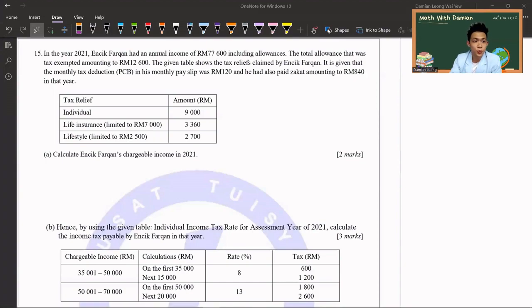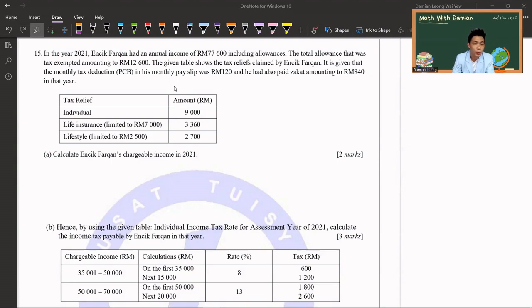Now for question 15. In the year 2021, Encik Farhan had an annual income of 77,600 ringgit, including allowances. Total allowance that was tax exempted amounting to 12,600 ringgit. The given table shows tax relief claimed by Encik Farhan. It's given that monthly tax deduction, PCB, in his monthly payslip was 120 ringgit, and he had also paid zakat amounting to 840 ringgit in that year itself.